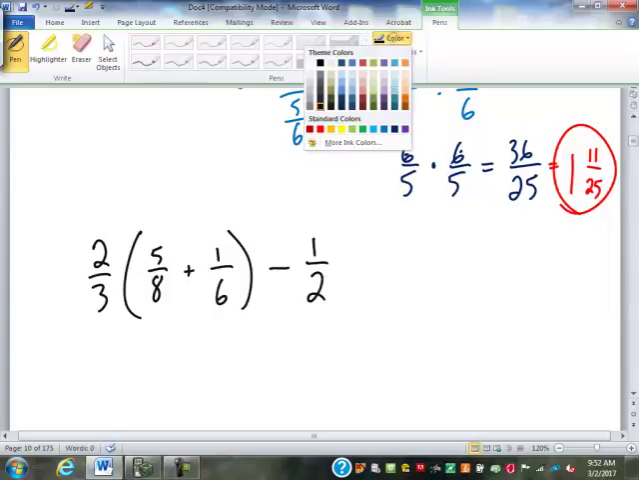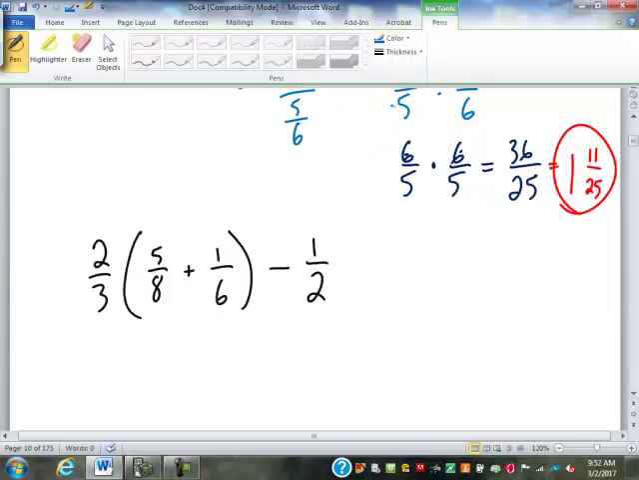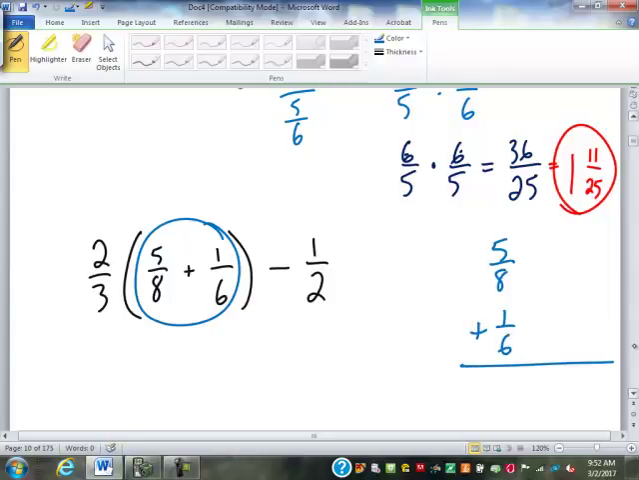So let's look at something like this. Again, this is order of operations. We have to do what's in the parentheses first. 5/8 plus 1/6. Now I'm going to do it off on the side here, because we have to go through the process of finding that common denominator, which will be 24.